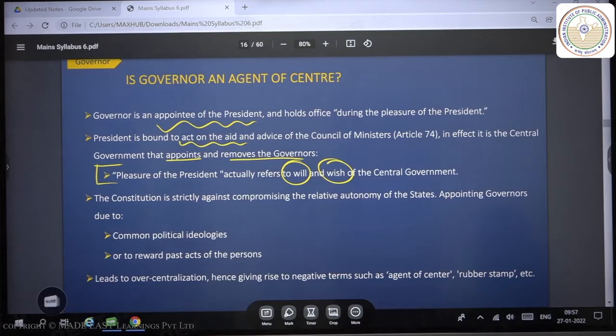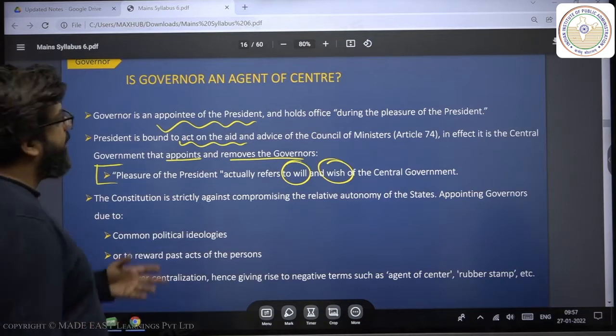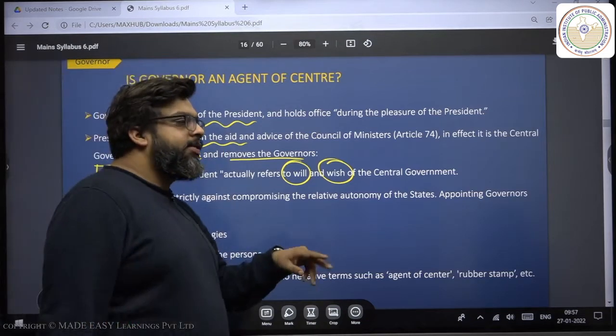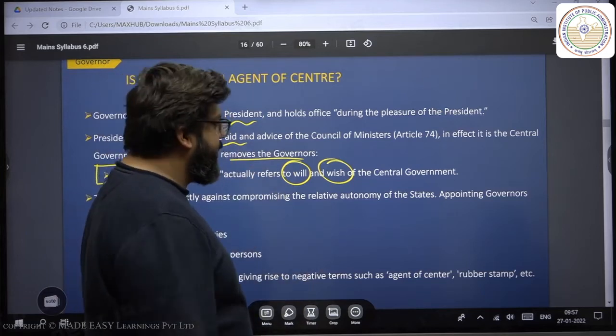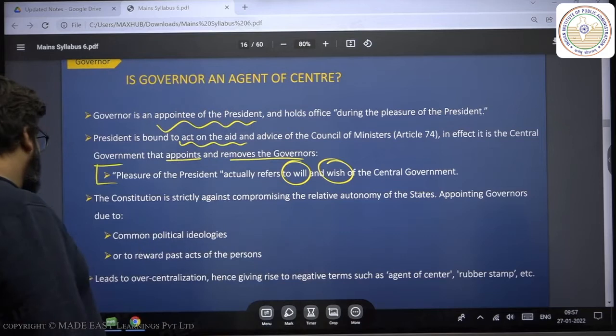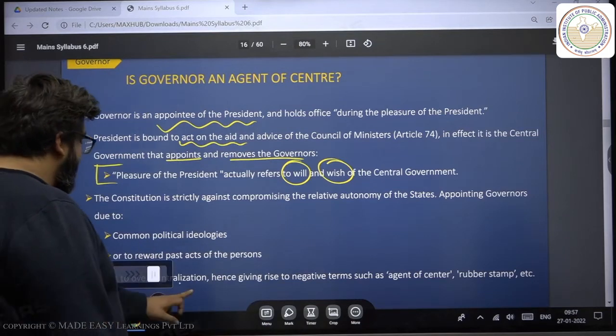Now, the constitution is strictly against compromising the autonomy of the states. So if you're appointing governors for political ideologies or rewarding people for some past actions, that is something that we should not do. Because what happens is it leads to over centralization, and then you come up with terms like, is the governor an agent of the center, or a spy of the center, or just a rubber stamp, and so on and so forth, right?